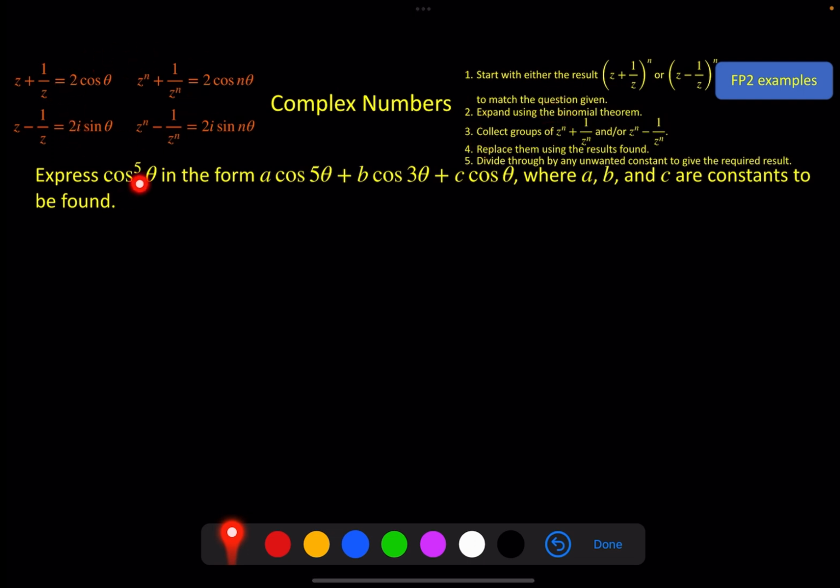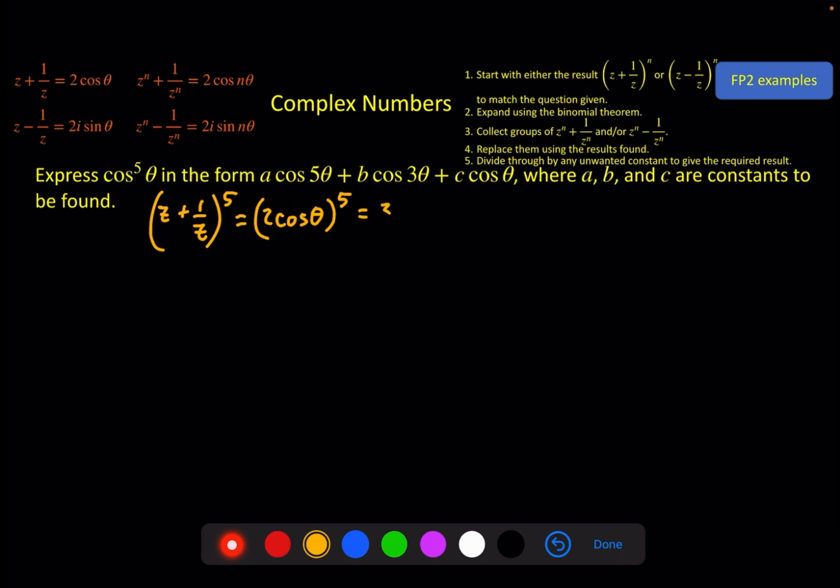The question: express cosine power 5 theta in the form this, where a, b, and c are constants to be found. So this is using this expression here to begin with, simply because that equals this. And on the right hand side, that will give me 2 to the power 5, which is 32, and the bit that I'm interested in, cosine power 5 theta. So this matches what I need in the question. That's great. 32 I'll deal with at the end.